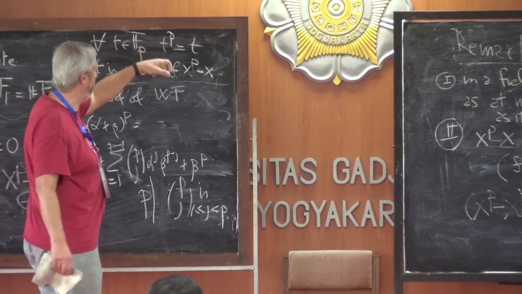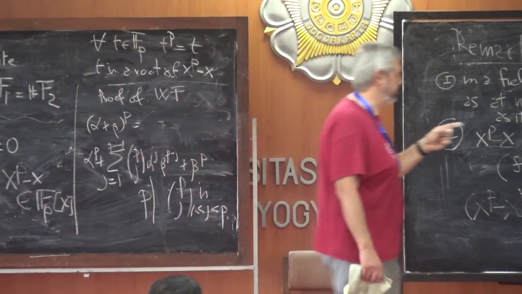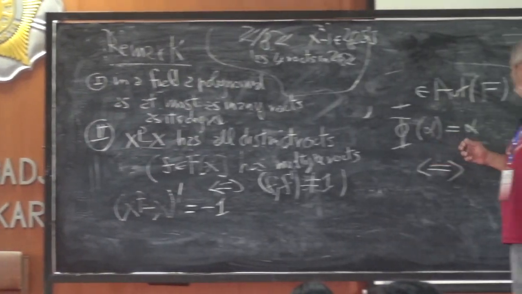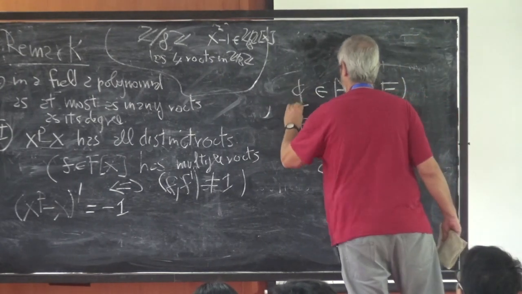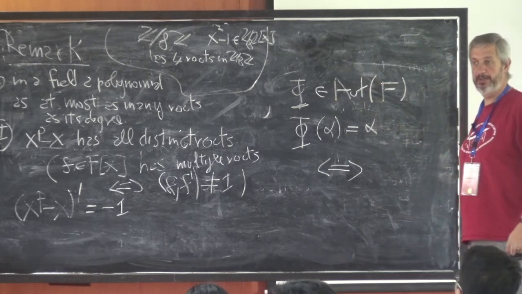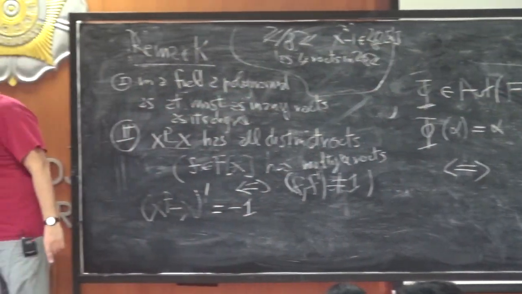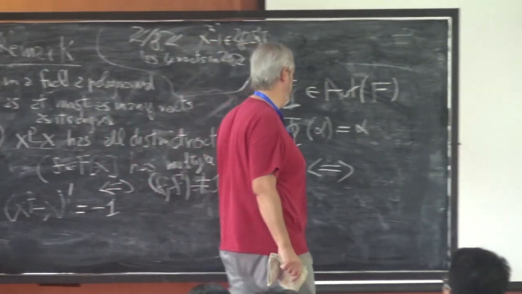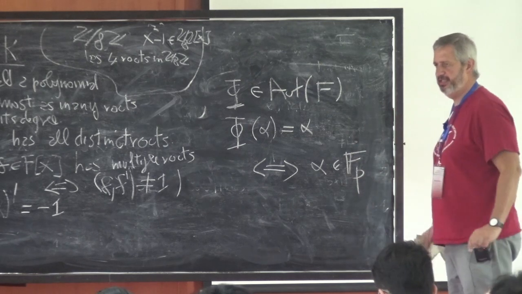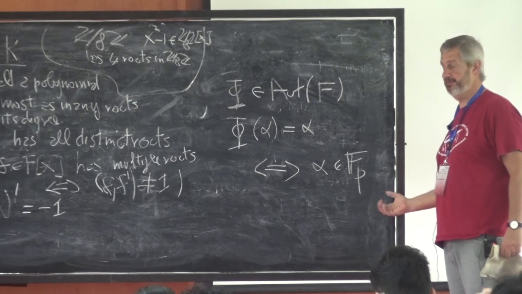But whichever way you want to see it, this is always true. So if we go back to that question, what are the elements which are fixed by Frobenius? The elements which are fixed by Frobenius are the roots of that polynomial, but the roots of that polynomial are p, and here are p roots. So this is only if and only if alpha is in Fp, right? So the fixed elements of the Frobenius are exactly the elements of the ground field, right?